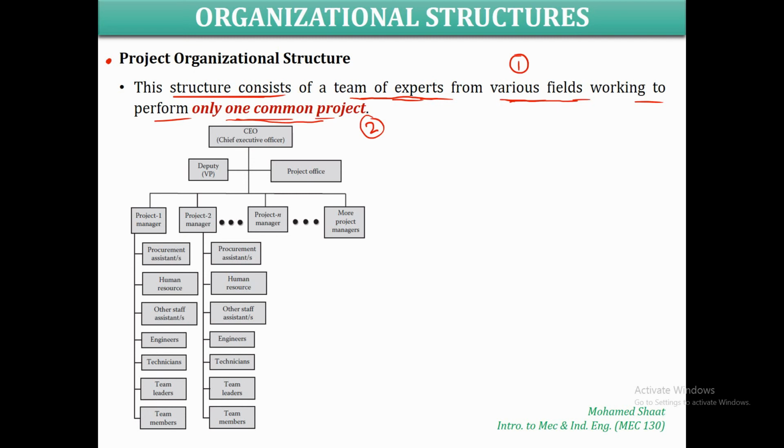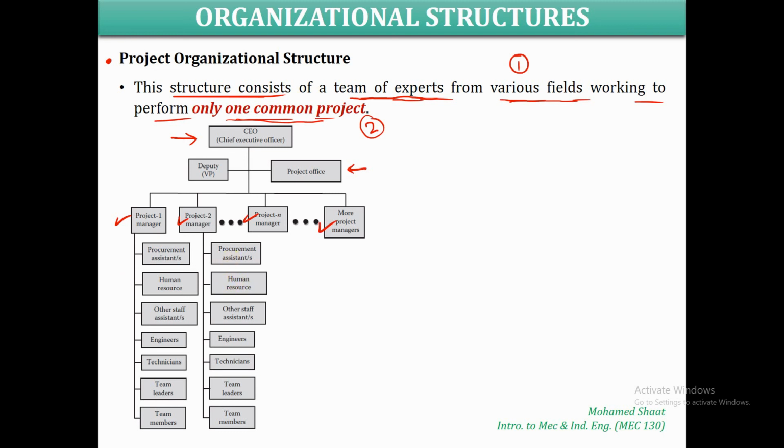We basically have the boss, who is the CEO, the chief executive officer, and the deputy and the project office. These are the main managers of this organization. They are monitoring and taking care of all the projects that this organization is doing. This organization is not working on only one project. It has multiple projects running in parallel at the same time, like project 1, project 2, project 3, and so on.